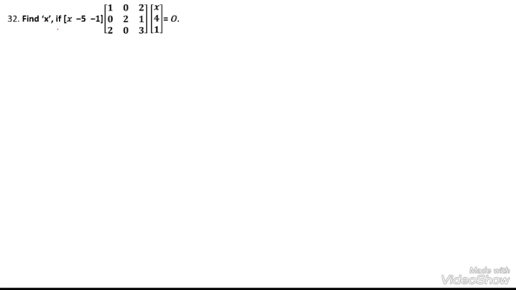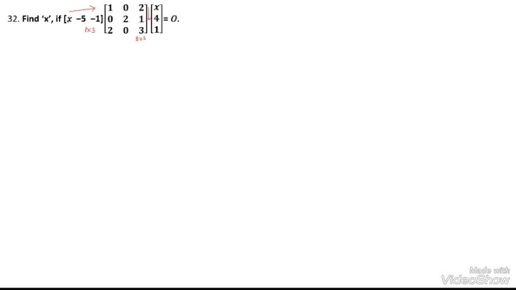Find the value of x if, okay, the matrix [x, -5, -1] times the next two matrices. Here this is a 1 cross 3 matrix. There is 1 row and 3 columns, so the order of this matrix will be 1 cross 3. Here a 3 cross 3 matrix. The order is not important while solving. First I have to multiply these two matrices, row by column.